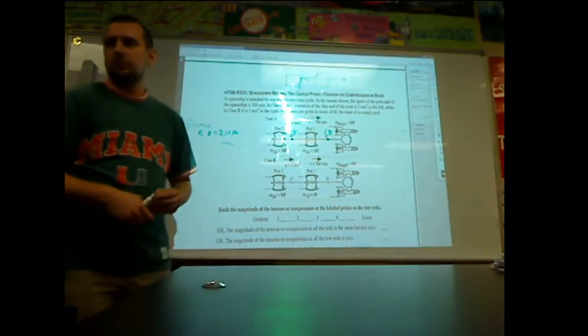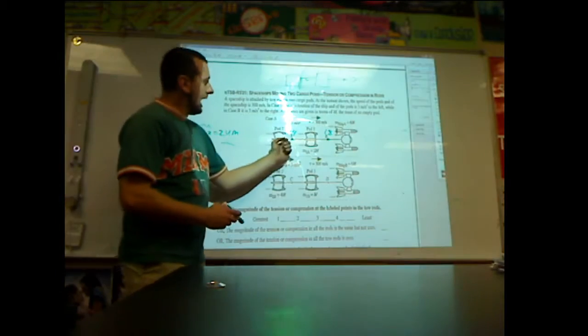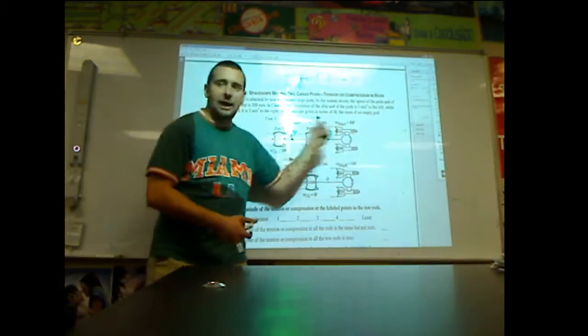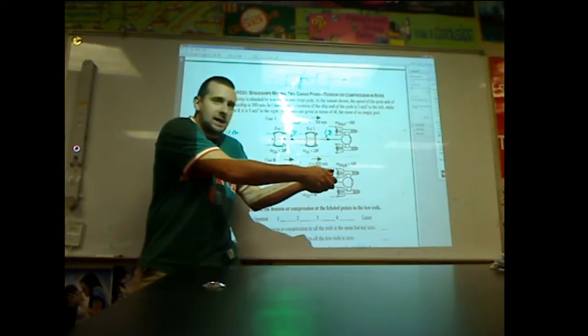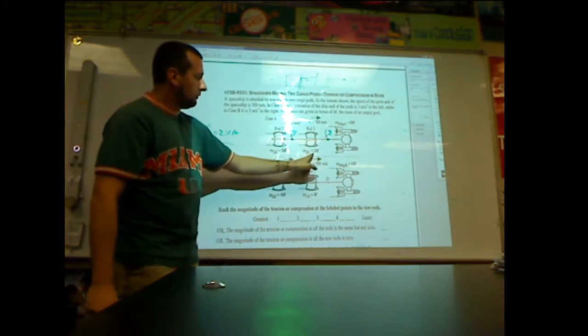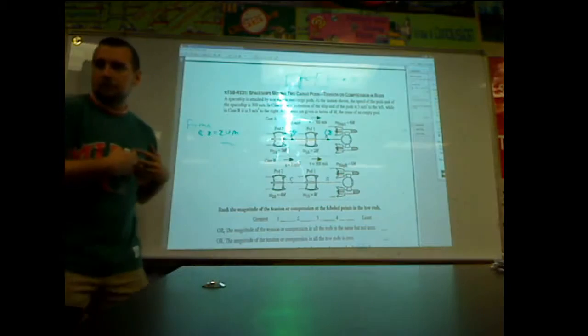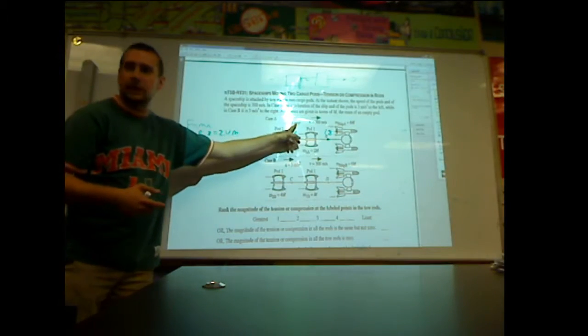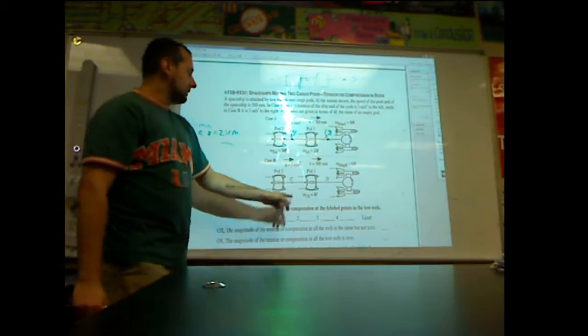How did you get to 24? Because I'm not pulling what's behind me. I'm only pulling what's ahead of me. So this thing is pulling this way. And if F equals MA, M is 2 plus 6. I'm pulling all of that. So M is 8 and A is 3. Alright? Now let's talk about C.